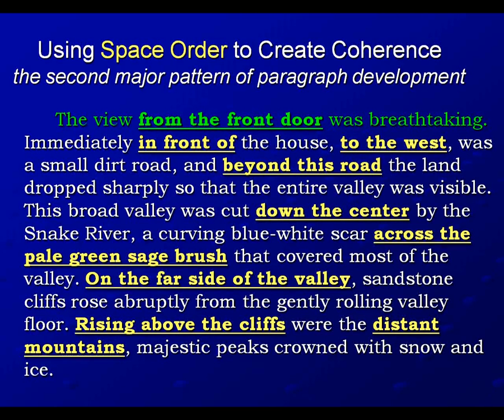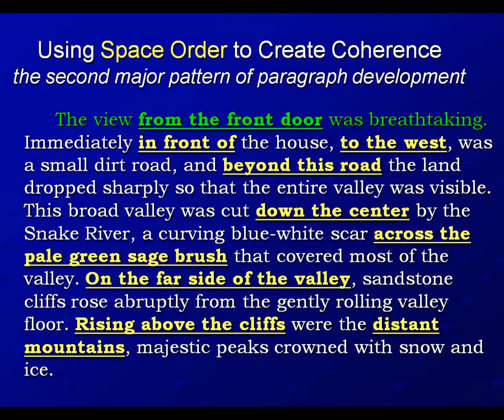Immediately in front of the house to the west was a small dirt road. And beyond this road, see we've moved a little further away, the land dropped sharply so that the entire valley was visible. This broad valley was cut down the center by the Snake River, a curving blue-white scar across the pale green sagebrush that covered most of the valley.